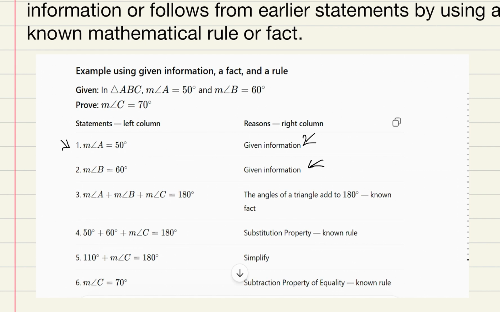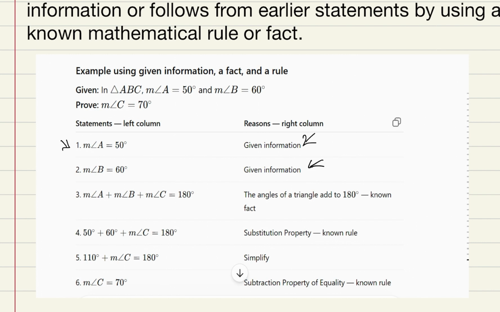Now the third one, so measure of angle A plus measure of angle B plus measure of angle C is equal to 180 degrees. So this is a known fact. Now I will be going through more lessons to explain why this is a fact in my next videos, but just remember that in a triangle, the angles inside of triangles sum to 180 degrees. So that's a known fact. So that's what we mean by that definition, that it comes from a fact or a rule.